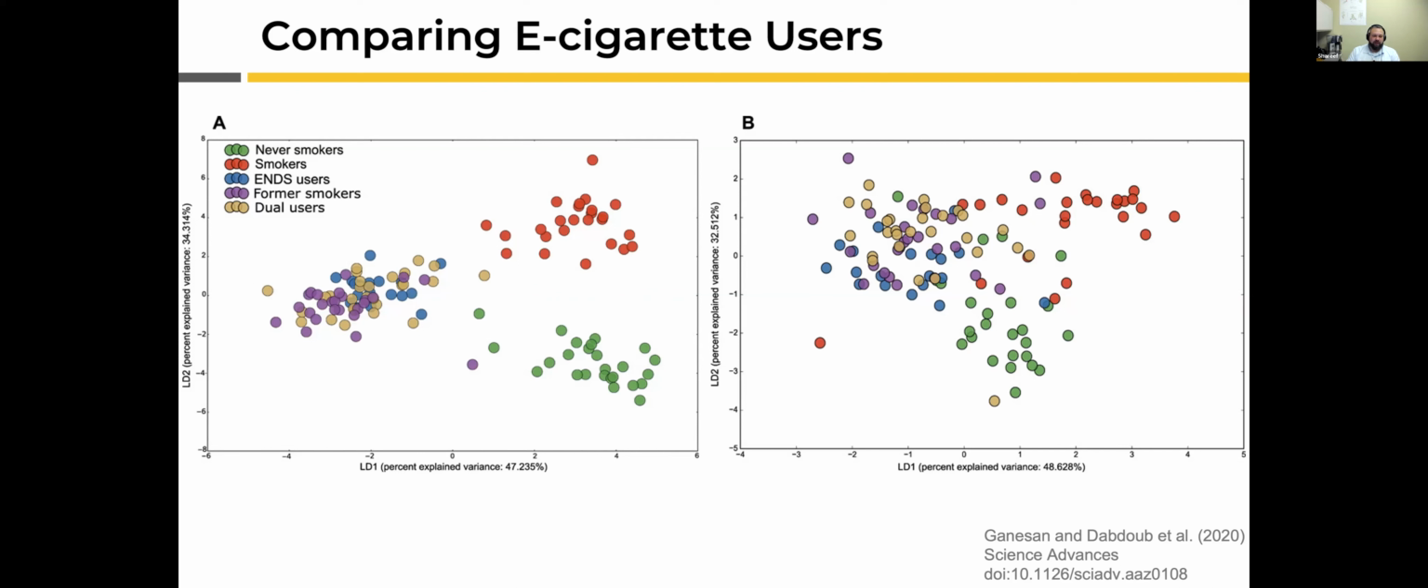We see here that the non-smokers and the tobacco smokers are very far apart, but that the e-cigarette users are highly similar to each other, regardless of whether they used to smoke tobacco or are currently smoking tobacco. This indicates that e-cigarettes are an environmental pressure with some common effect that shifts the microbiomes to be more similar to each other, regardless of other exposures.